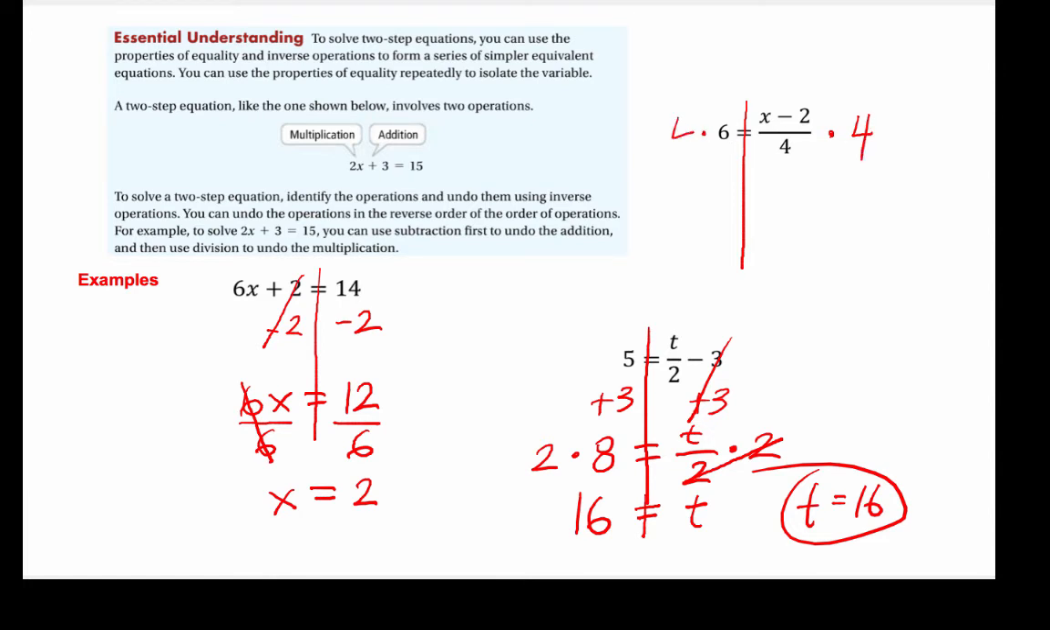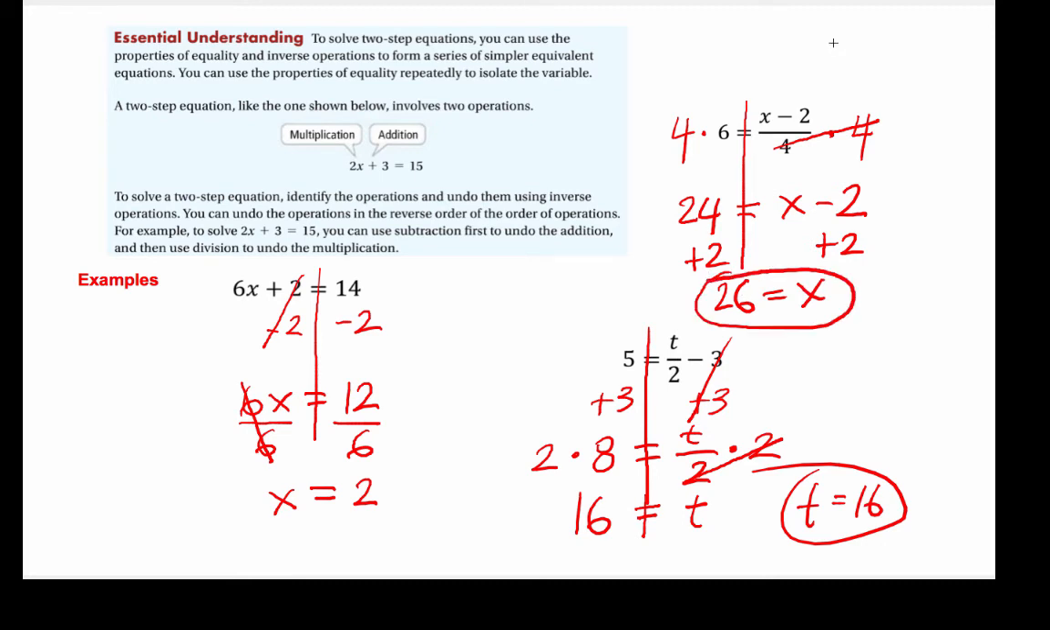The left side, 4 times 6 is 24. And on the right side, dividing by 4 and multiplying by 4, those are inverse operations. They undo one another. So essentially, remember, they cancel each other out. So what's left is just this numerator part, which is x minus 2. And then to solve x minus 2, I'm just going to add 2 to both sides. So I get 26 equals x.